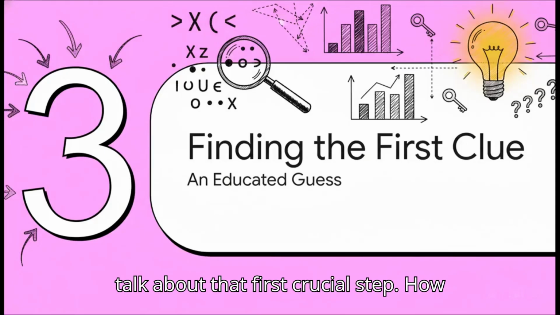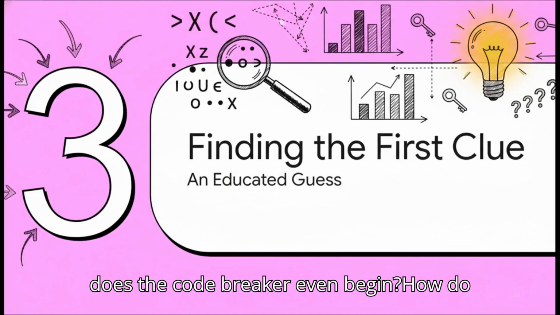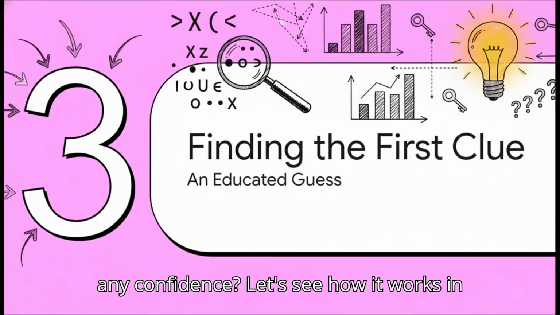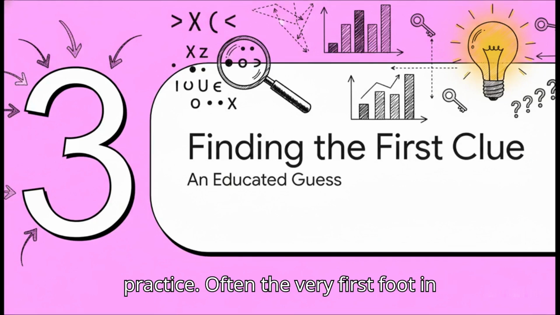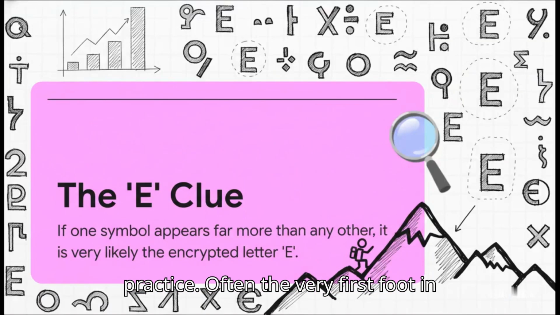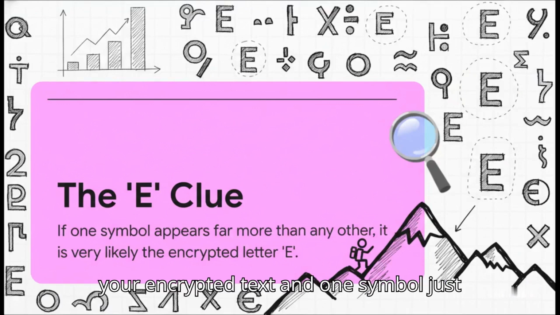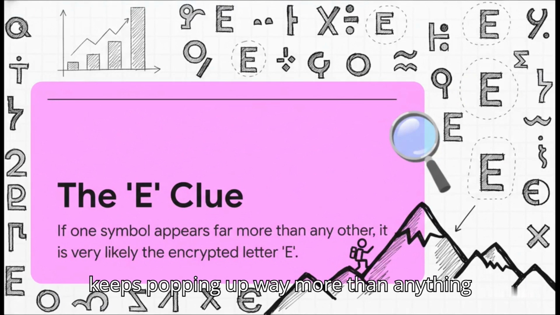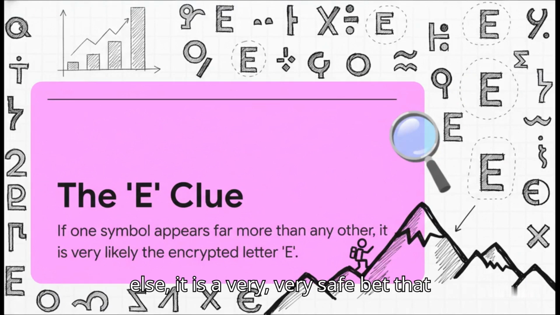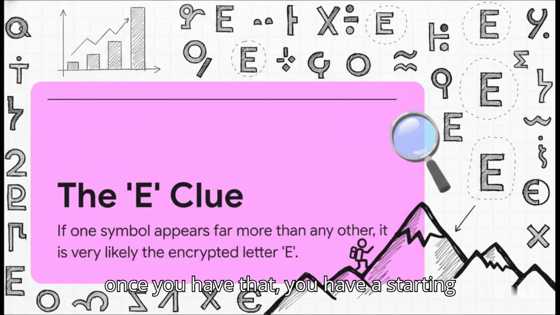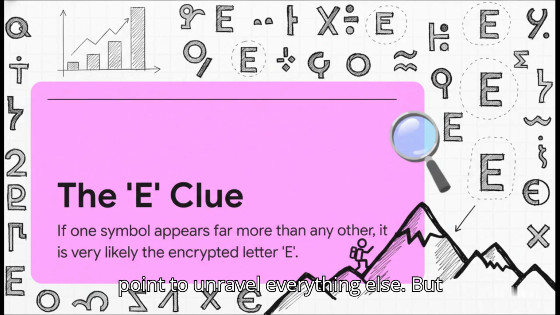So let's talk about that first crucial step. How does a codebreaker even begin? How do you make that first educated guess with any confidence? Let's see how it works in practice. Often, the very first foot in the door is what's known as the E clue. It's simple. If you're looking at your encrypted text and one symbol just keeps popping up way more than anything else, it is a very safe bet that it's standing in for the letter E. And once you have that, you have a starting point to unravel everything else.